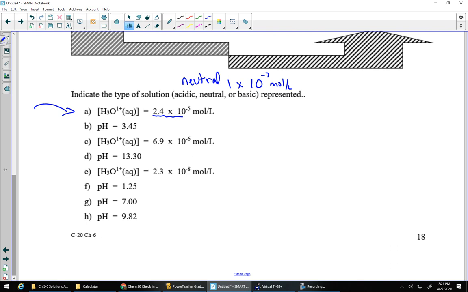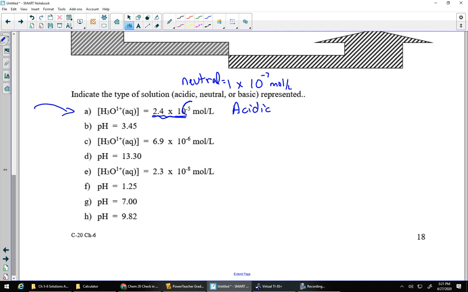So the question is, is 2.4 times 10 to the negative 5 a larger concentration? And lots of people get confused because they're like, oh, well, 5 is less than 7, so no, it's not. But this is 10 to the negative 5 versus 10 to the negative 7, and this is actually a greater concentration. So this is actually going to be acidic.